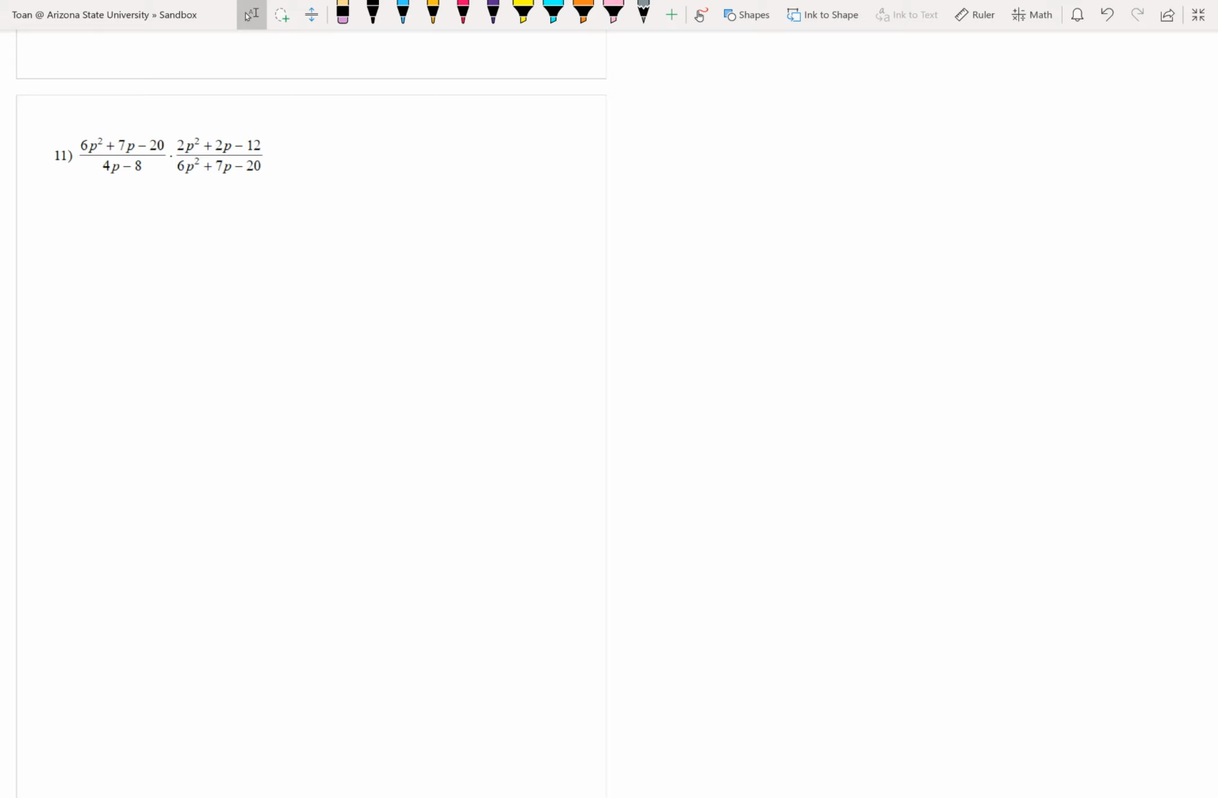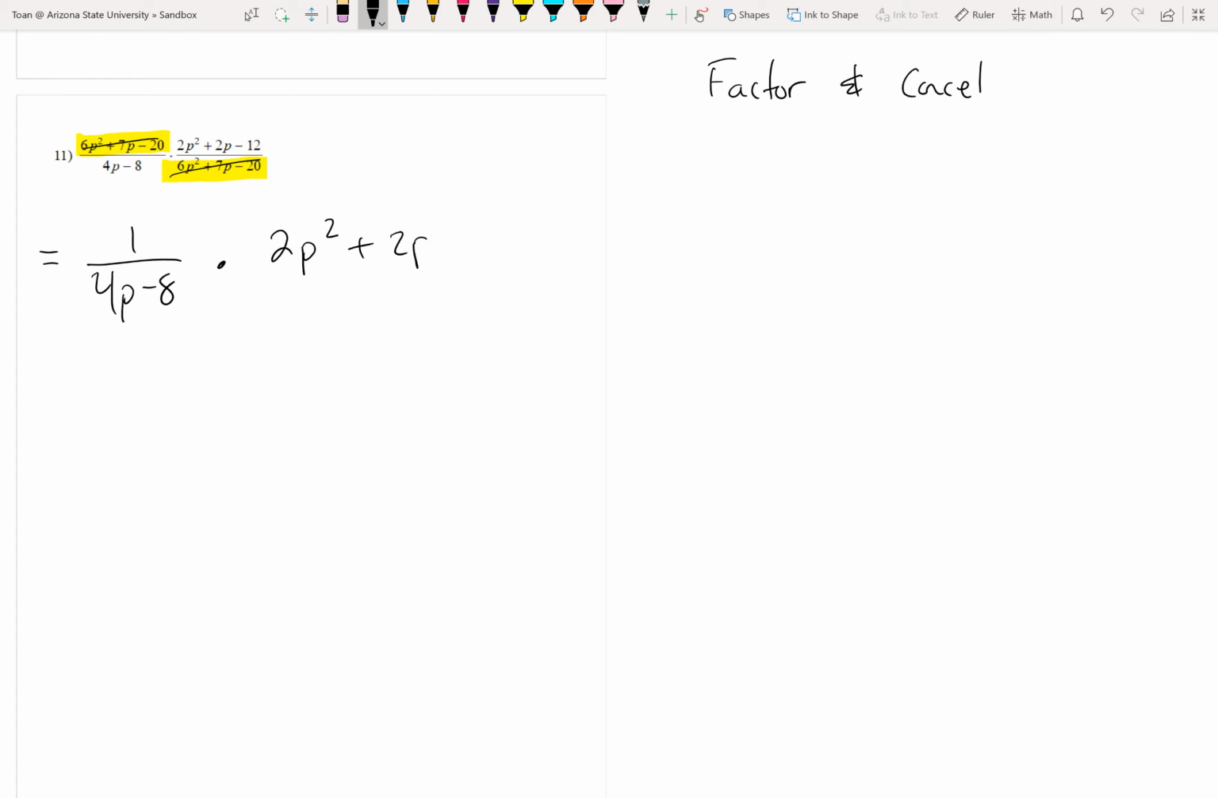Now, this particular problem was actually easy for us because I didn't notice this. The computer program made the question. You notice how this numerator is 100% the same as this denominator. So I can actually skip the factoring part for those pieces and just go ahead and cross them all out because they're 100% the same. So this problem was actually super duper easy to begin with. So then all I'm left with is a 1 over 4p minus 8 times 2p squared plus 2p minus 12 over 1. So now all I need to do is just factorize this piece and factorize that piece.